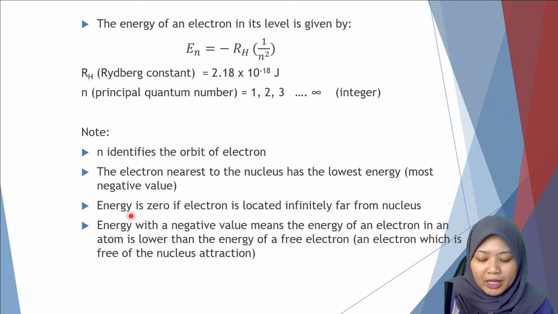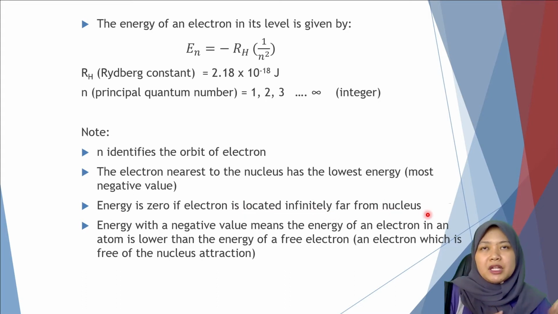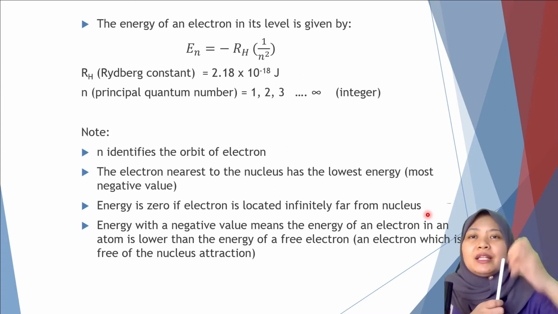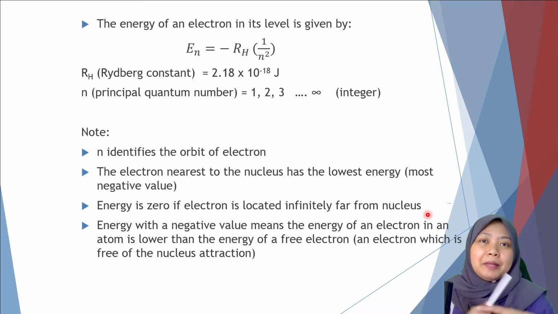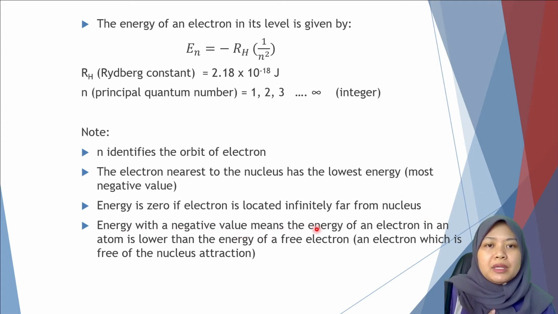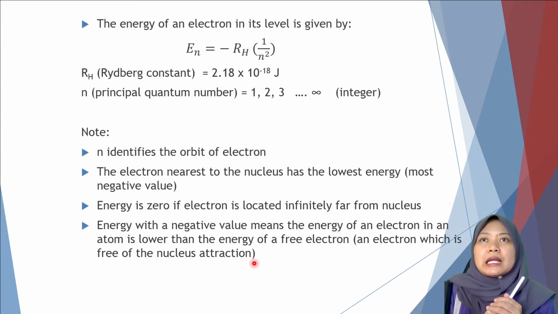The third point, energy is zero if electron is located infinitely far from nucleus. Semakin jauh dia dengan nucleus, semakin ke arah kosonglah nilai dia, sebab dia tak terikat, dia bebas untuk bergerak maksudnya. Energy with negative value means the energy of an electron in an atom is lower than energy of free electron. Okay, an electron which is free. Okay, so kenapa? Sebab bila nilai dia more negatif compare dengan nilai yang kosong.